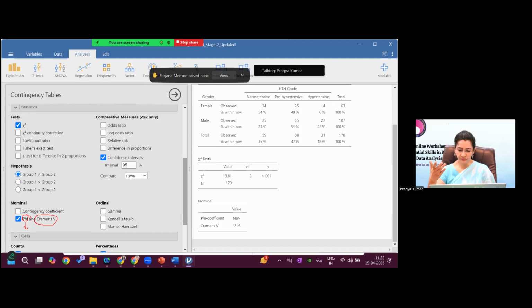So this only tells, if you see the chi-square value. If the chi-square value is significant, let's say the p-value is less than 0.001, you only say that yes, there is an association between these two. But if you want to say what the strength of association is, whether it is very strong, moderate or low, it is significant. But that doesn't tell you the strength of association. It only tells you yes, there is a significant association.